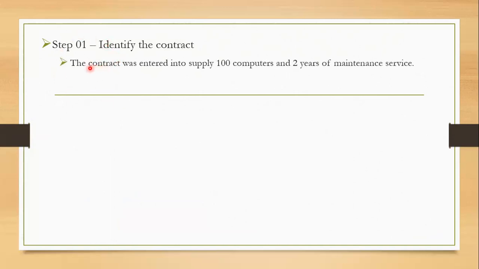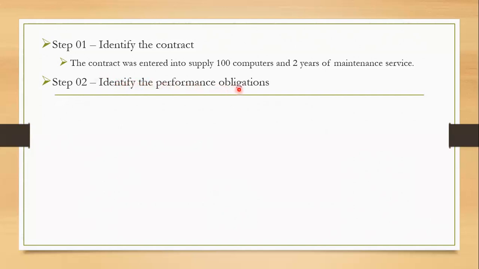In this scenario, the contract was entered into to supply 100 computers and 2 years of maintenance service. Basically, our company X has entered into the contract in order to supply 100 computers and 2 years of maintenance service. This is the contract. For that, we are going to get currency unit 1.2 million.